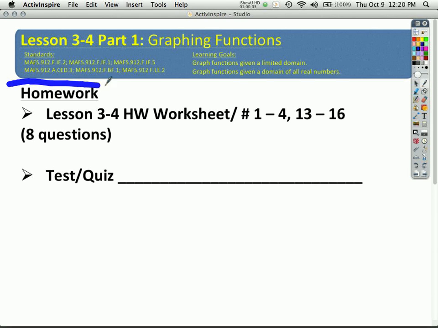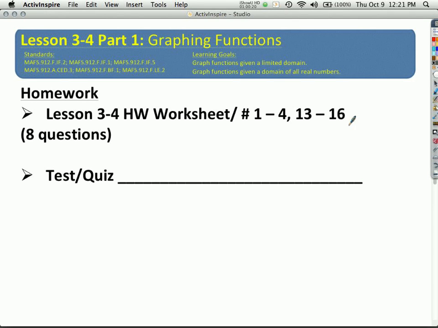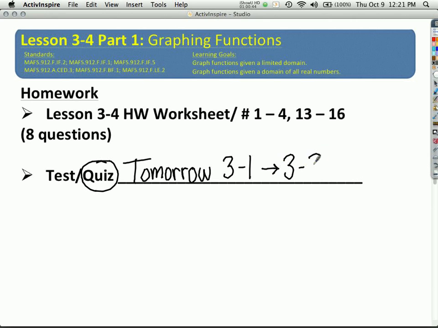Your homework tonight is the lesson 3-4 worksheet, which you're going to get in a few seconds. You're doing 8 questions total. You're doing 1 through 4 and 13 through 16. That's what's on the sheet. That's only 8 questions, but you should have noticed already that one question takes a little time. So if you take 5 minutes to do one question times 8, that's 40 minutes. That's not terrible. And you have a quiz tomorrow on 3-1 to 3-3.